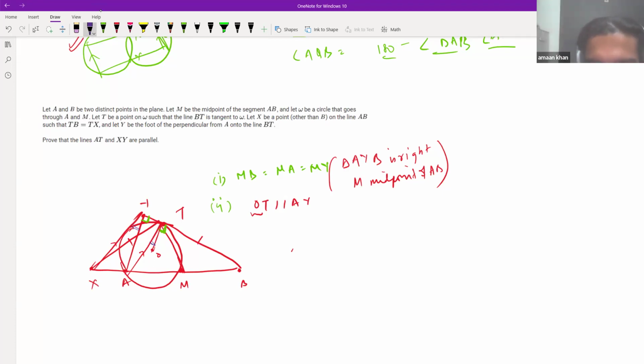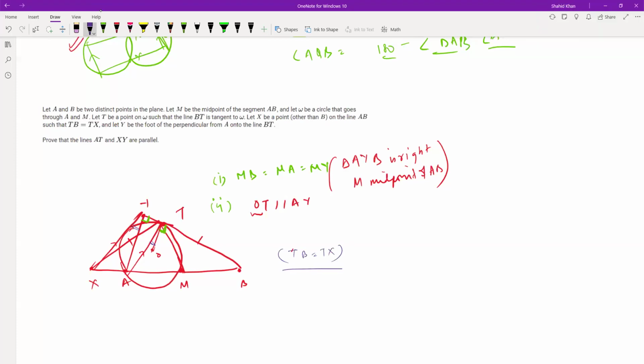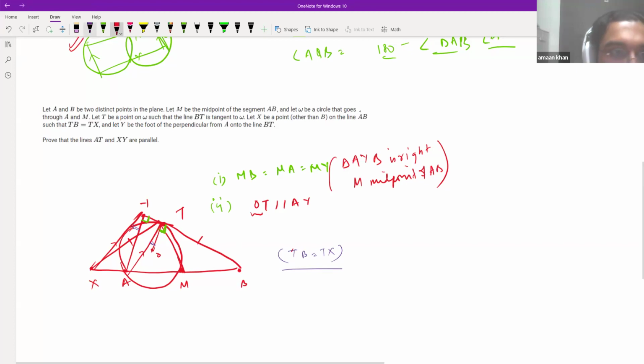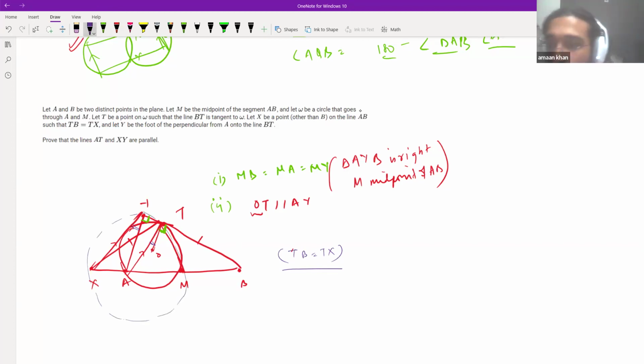But we also haven't used the condition TB equal to TX yet. So how... Yeah, one thought about that? Someone said in the chat as well: TYXM is cyclic with some angle chase. Yes, so that is good. That was what I was expecting.